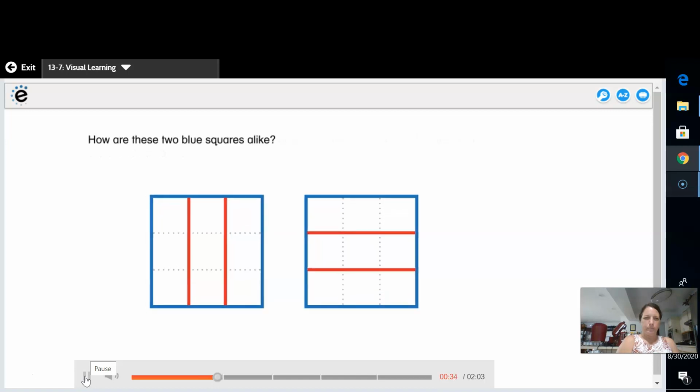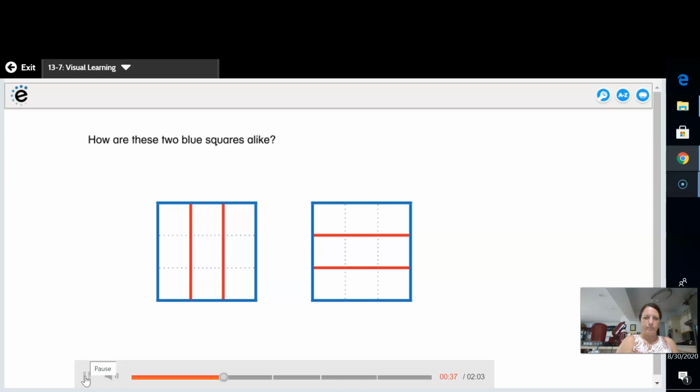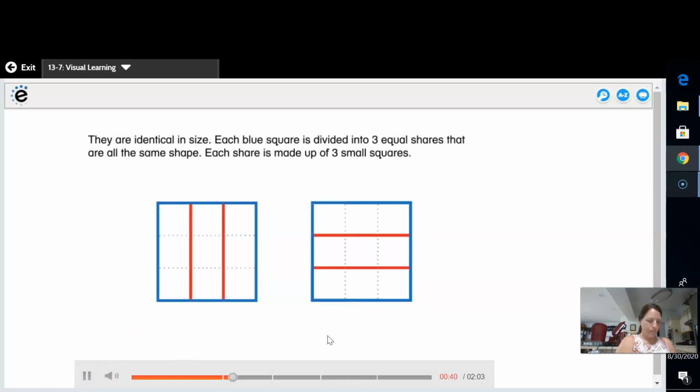How are these 2 blue squares alike? Well, this one's been divided into 3 long rectangles, and this one's been divided into 3 long rectangles. It's just that in this one, they drew the lines up and down, and in this one, they drew the lines across. They still show 3 equal shares. They are identical in size. Each blue square is divided into 3 equal shares that are all the same shape. Each share is made up of 3 small squares.